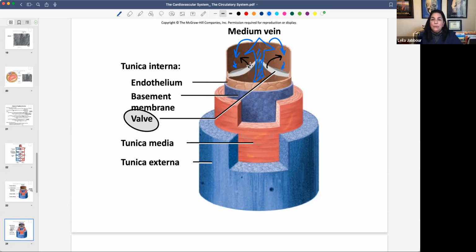These valves are constructed in a way where the flow of blood is only in one direction. Of course, that's if the valve is working properly. If it's not working properly, the blood is not going to move forward, and it would be pooling in your lower limbs, because that's where gravity takes you.